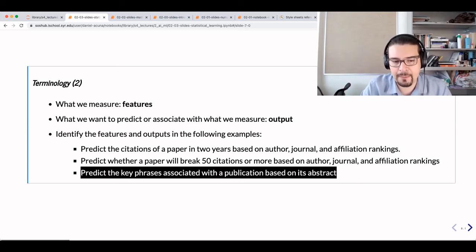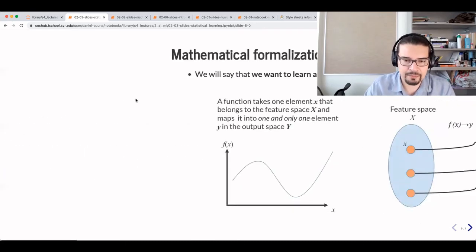And people have done this, but it's not so clear how you will transform text from the abstract and then how you will predict MeSH terms. It could be variable. Sometimes no MeSH terms, I think. Sometimes you have 5 MeSH terms. So it's a variable prediction. So these are all forms of supervised learning.